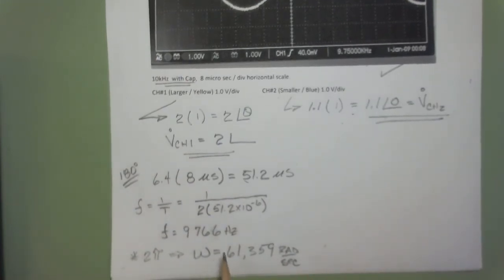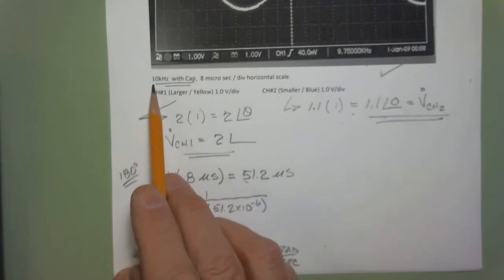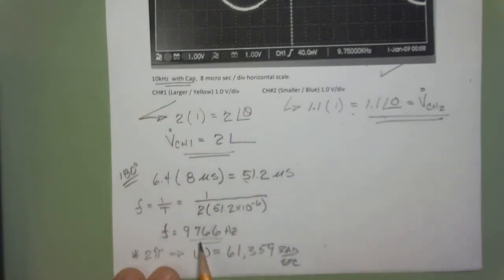So obviously we weren't running at exactly 10 K. We'd like to be at 10,000. We were only 9,766, but that's close enough. Again, we didn't have the greatest source, so it wasn't that consistent. But we know what it is. That's the important part. So we've got the omega.